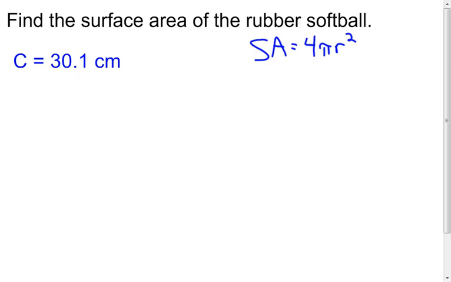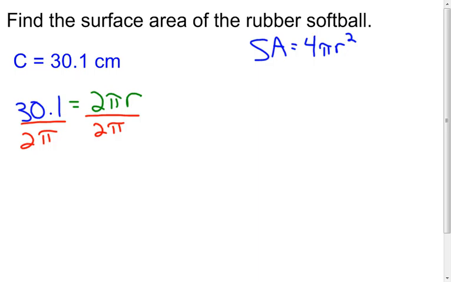Now that I can use, because I can plug the 30.1 in for the circumference, and I know my circumference formula: circumference equals 2 times pi times r. Now it's a matter of solving that equation. If I divide both sides of my equation by 2 pi, I find out that the radius of my rubber softball is 4.79.